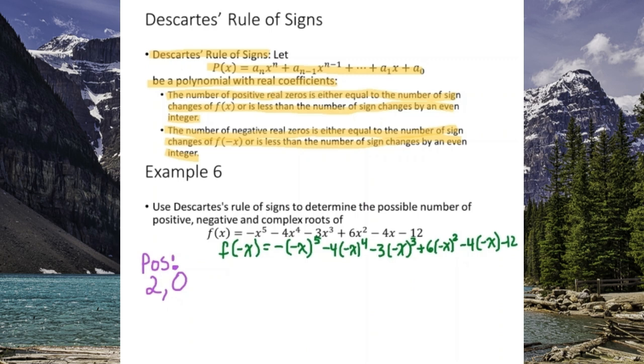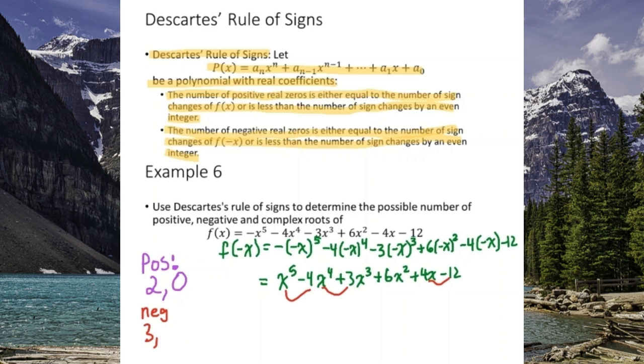So anywhere I have an odd power, my sign is going to change, while my even powers, my sign is going to remain the same, which means f of negative x equals x to the fifth minus 4x to the fourth plus 3x cubed plus 6x squared plus 4x minus 12. Now I'm going to count the number of sign changes because that'll help me determine the number of negative zeros. Starting off from x to the fifth to negative 4x to the fourth, there's a sign change. From negative 4x to the fourth to the positive 3x cubed, there's a sign change. And our signs stay positive all the way to the 4x, which changes signs to negative 12. So here, we see that there has to be at most 3 negative zeros.